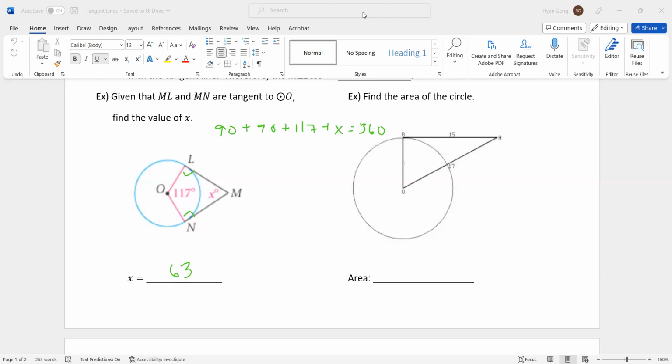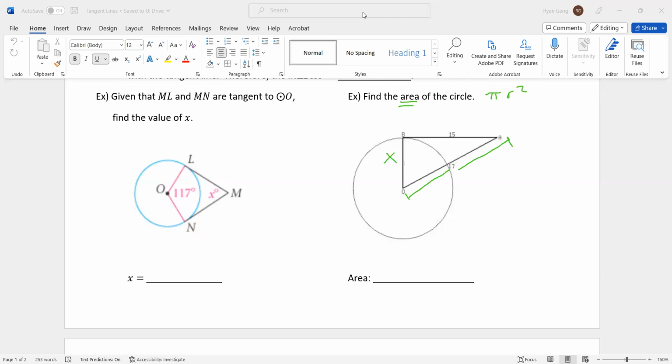Okay. Next one. Find the area of the circle. I'm asking a little different here. The area, I need pi r squared. So as long as I can get the radius, I'm good. Well, I don't have the radius right now. Before I go any further, that 17 is the measurement from here all the way to here. Okay. Well, what am I going to do? If I could find OB, I'd be able to answer this question.